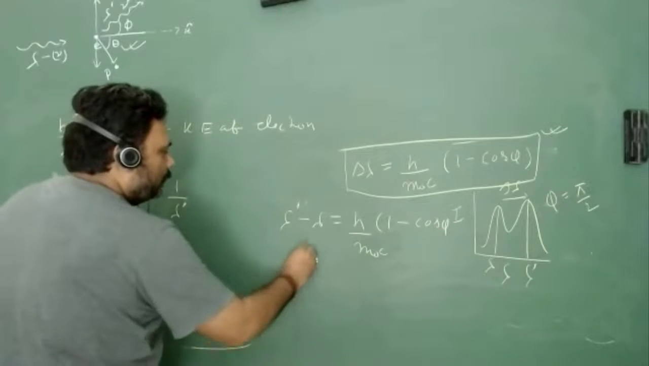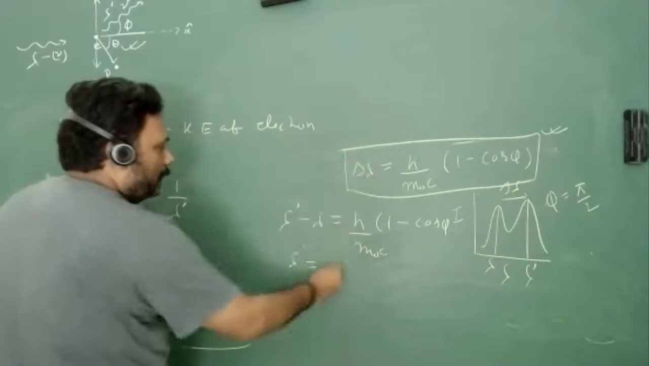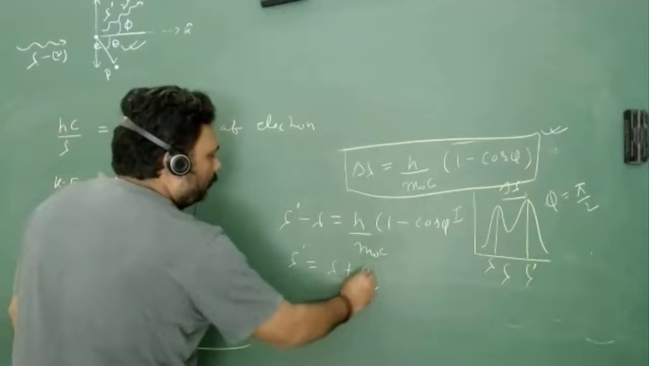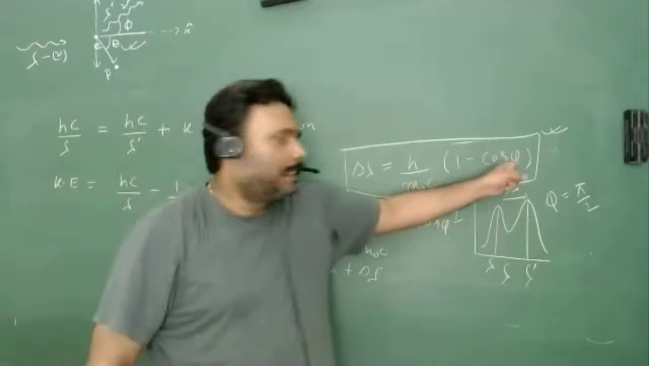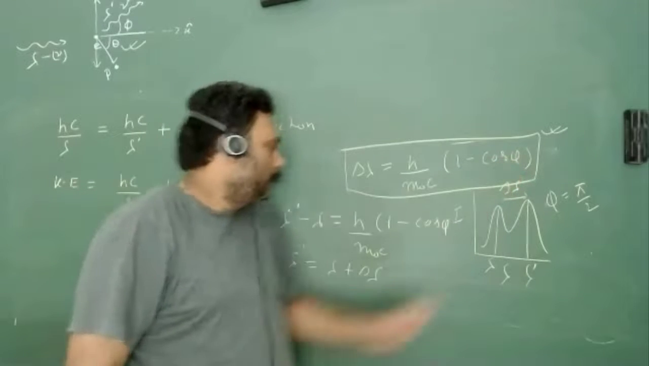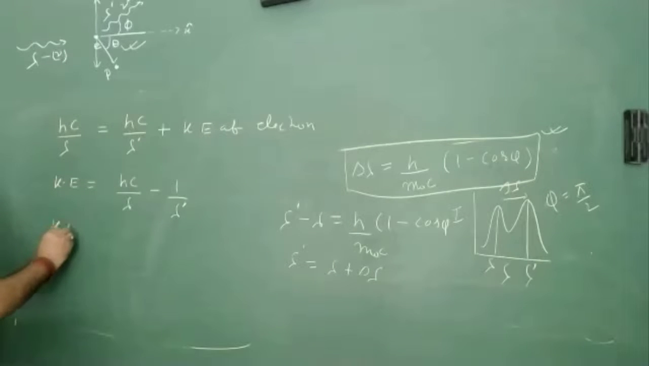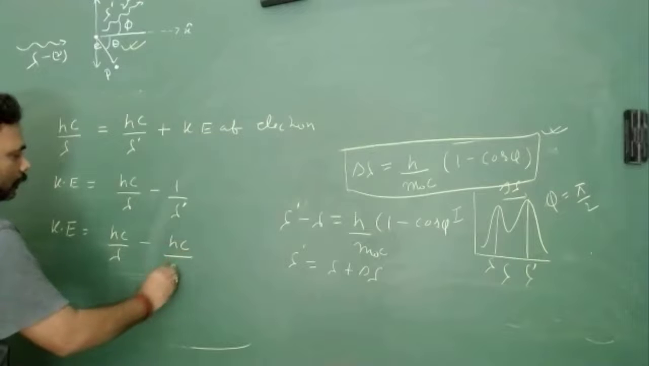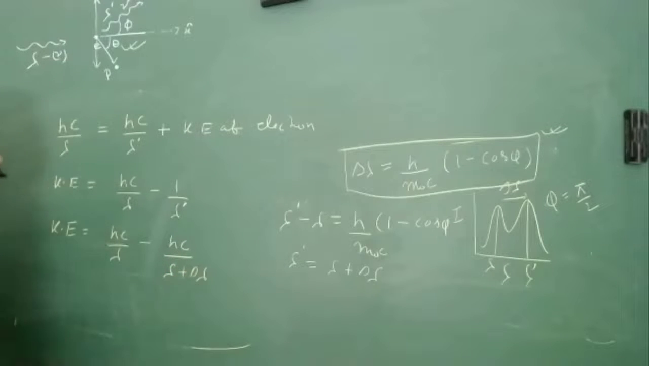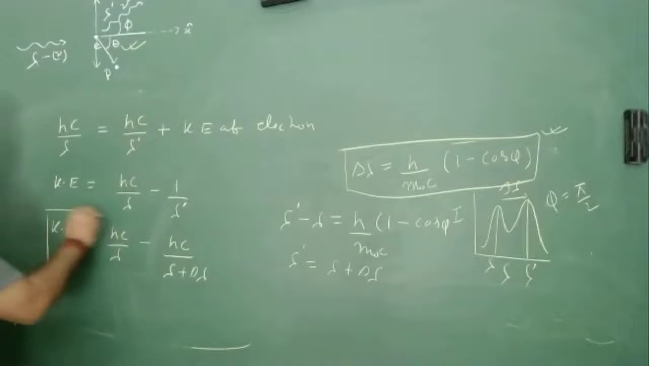So what is lambda dash? Lambda dash is equal to lambda plus delta lambda. I can easily calculate delta lambda from the scattering angle of the X-ray, and then find lambda dash. So the kinetic energy of the recoil electron is hc upon lambda minus hc upon (lambda plus delta lambda). Once you calculate delta lambda, you can easily find the kinetic energy of the electron.